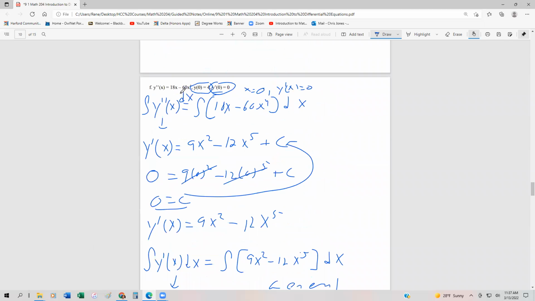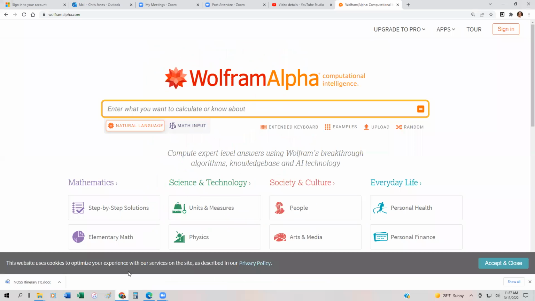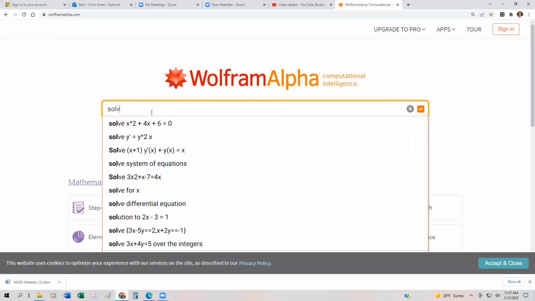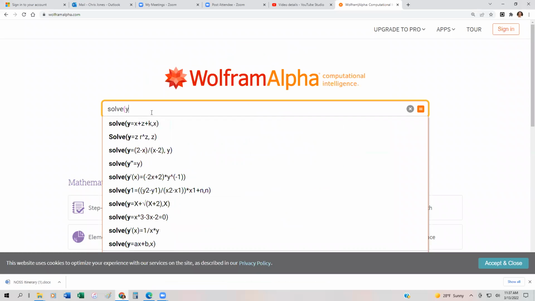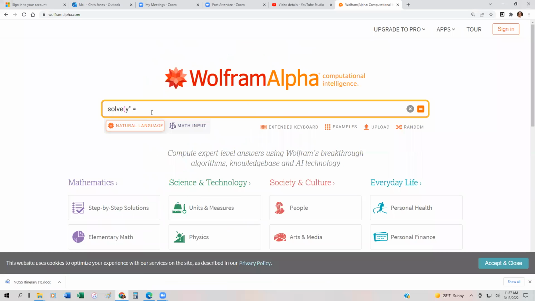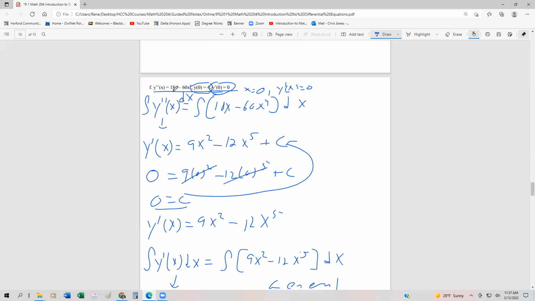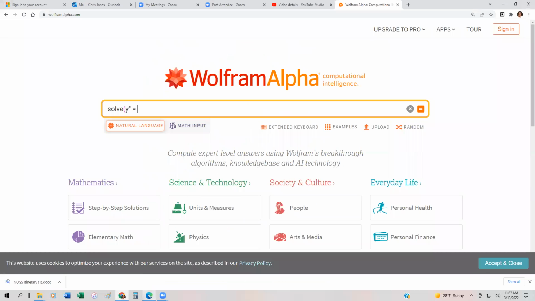All right, so this is our original differential equation, and I'll show you how to type it in. What you're going to do is type in solve y double prime is equal to, and remember the right hand side was 18x minus 60x to the fourth.